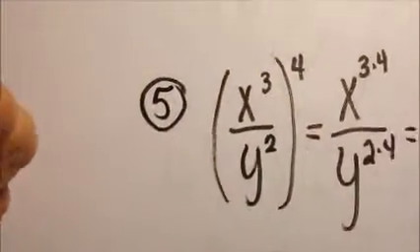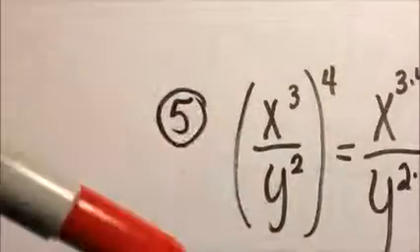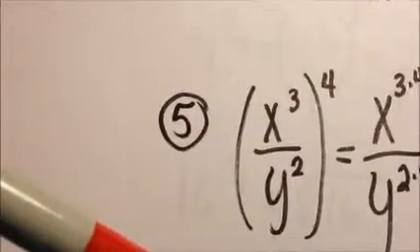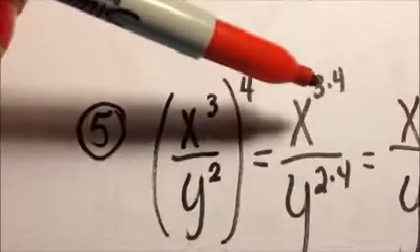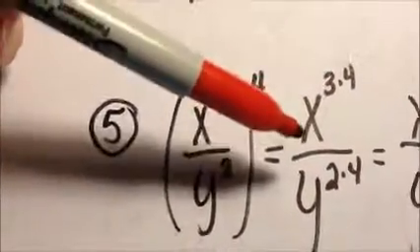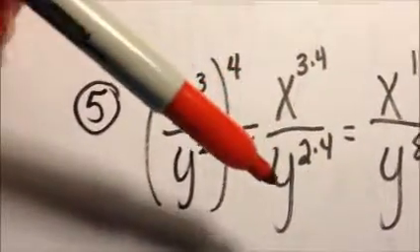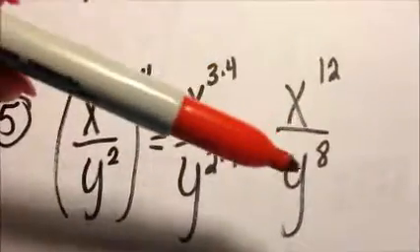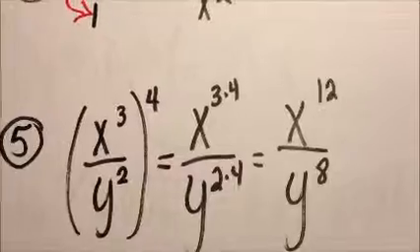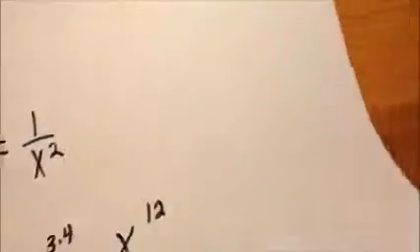Now, my last rule is that if I have a fraction raised to a power, I take both the numerator and the denominator to the power. So I use my power rule, which means I'm going to multiply exponents. So it's x to the 3 times 4 is x to the 12th over y to the 2 times 4, which is 8. And the bases are different, so there's not anything we can do then. Now, let's look at a couple of examples.